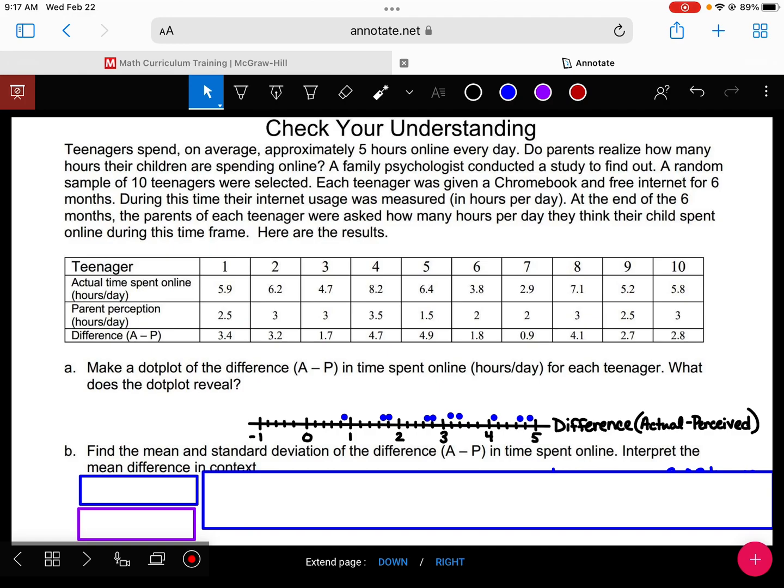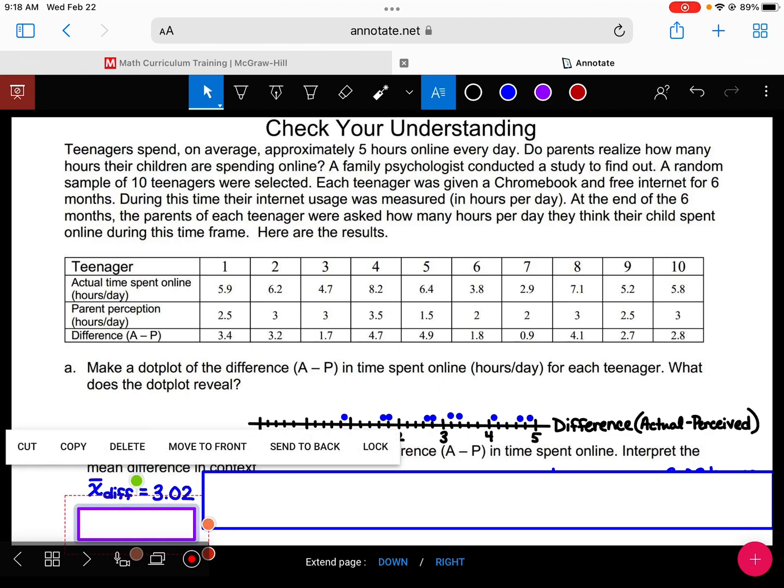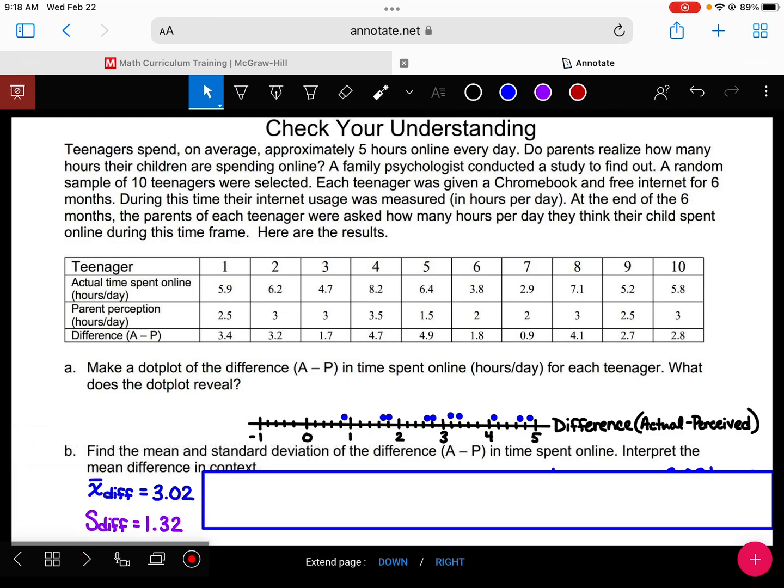What was the mean? What was x bar of the differences? 3.02. That's what you should have gotten for x bar of the differences. So again, you're taking just actual minus perceived, these values right here, and entering them into a list in your calculator, and then you're calculating one variable statistics on those. And what was the sample standard deviation of the differences? 1.32. Both of these would come from your calculator. You enter just the differences into the calculator, and that's how you get x bar diff and s diff.